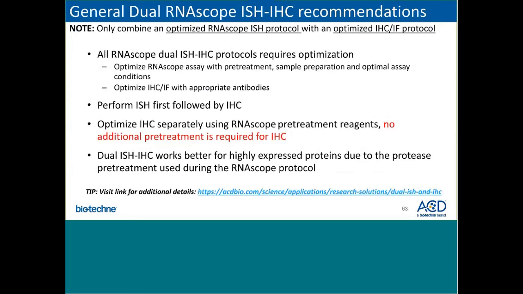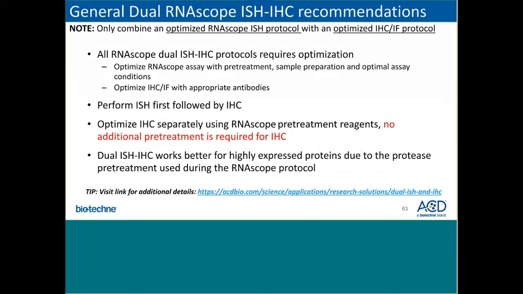We do have some recommendations to ensure success with your dual ISH, IHC, or IF assay. First of all, the dual ISH, IHC protocols require optimization. In general, it is recommended to combine a working RNAscope protocol with a working IHC protocol. In addition, you would work with antibodies and a protocol that are known and already established with your tissue samples. Second, it is advisable to perform ISH first followed by IHC.